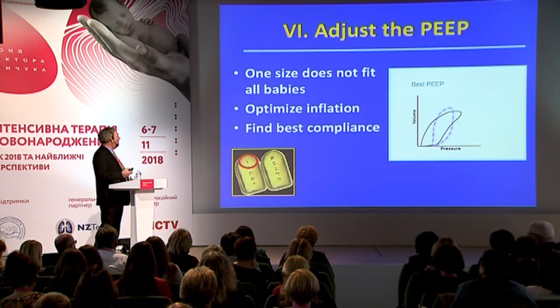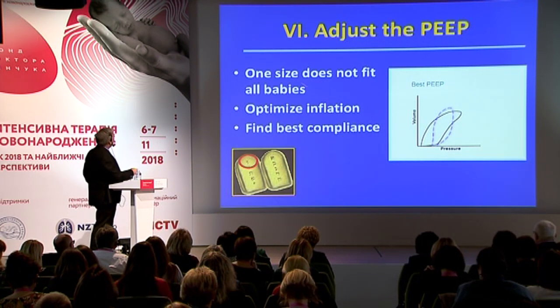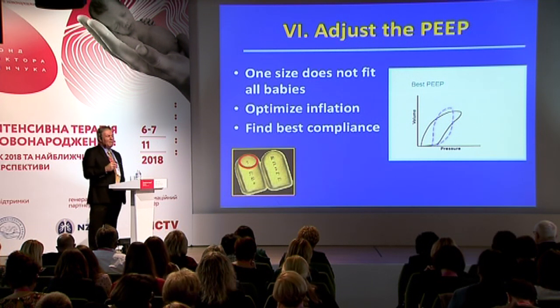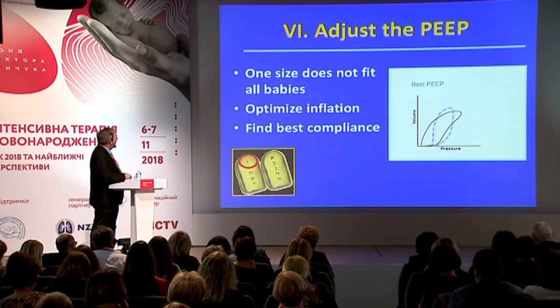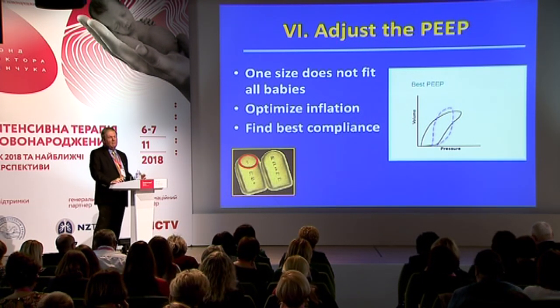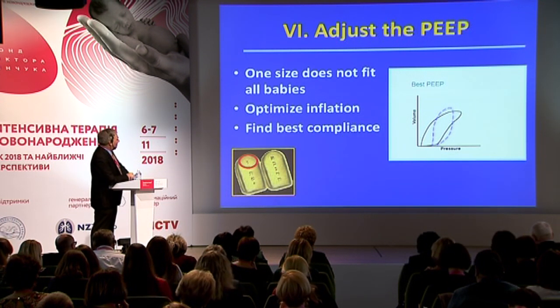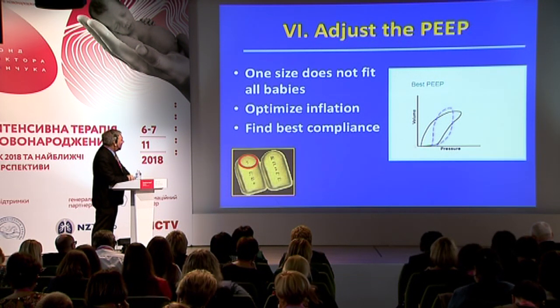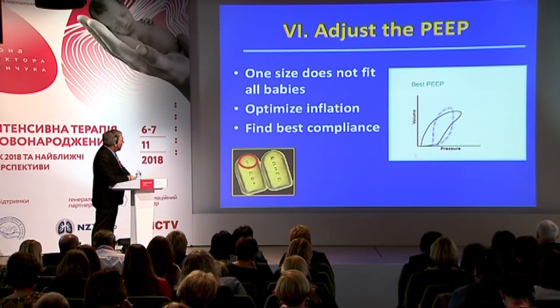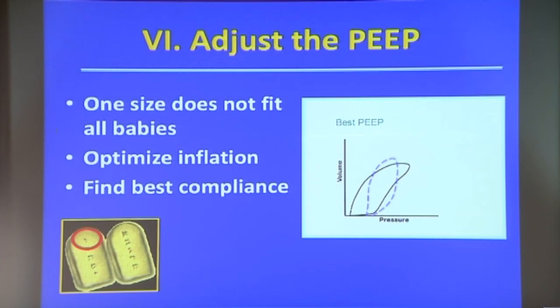And here I'm coming back to my basic tenet that one size does not fit all, and your goal is to optimize inflation. So you want to find the PEEP for the best compliance. And here's the example. First, I want you to look at the solid black line. What you see here is that the clinician has chosen a very low PEEP, so for a very long period of time we are not recruiting any lung volume until we get to this point right here, and then we're able to recruit lung volume.